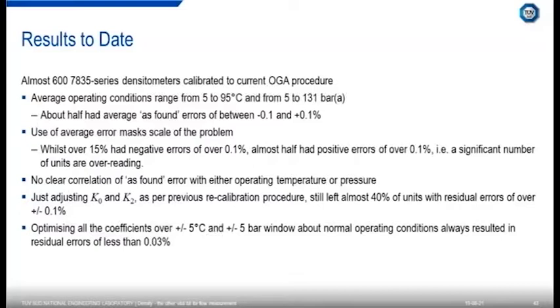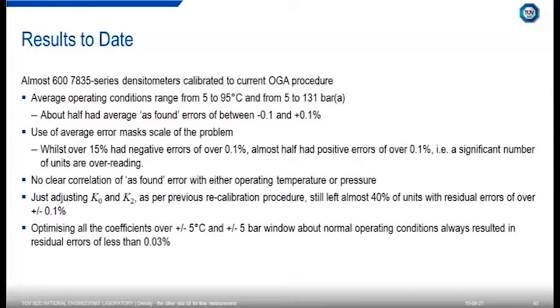But the use of average errors actually masks the scale of the problem, because if you break it down by negative errors and positive errors, about 15% had negative errors of more than 0.1% or -0.1%, but almost half had positive errors of over 0.1%, so a significant number of units were overreading. There is no clear correlation between the as-found error and the operating conditions, temperature or pressure. So you can get positive or negative errors with either high temperatures or low temperature, or high pressure or low pressure operating conditions.